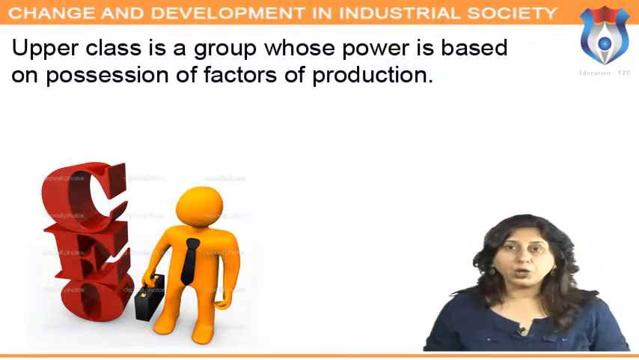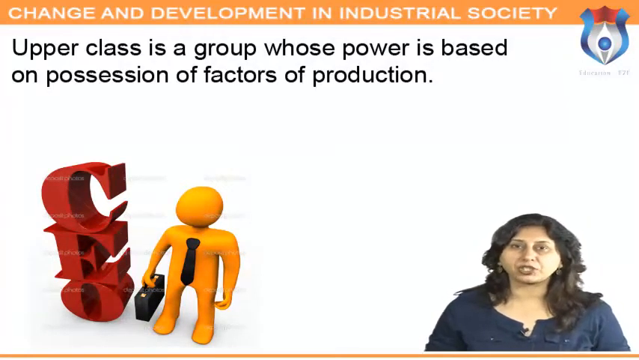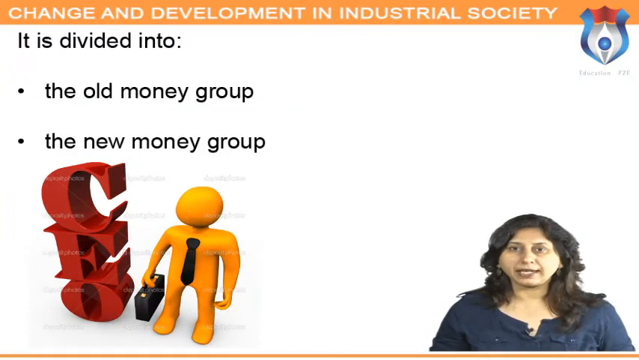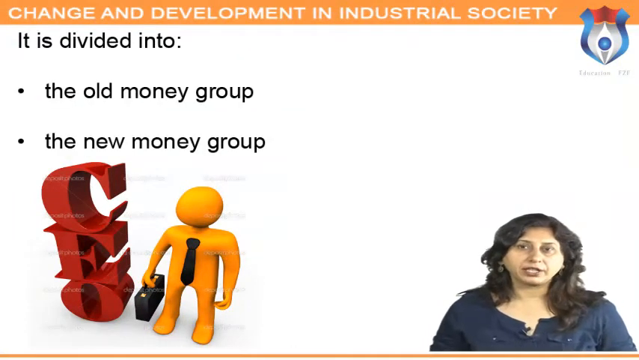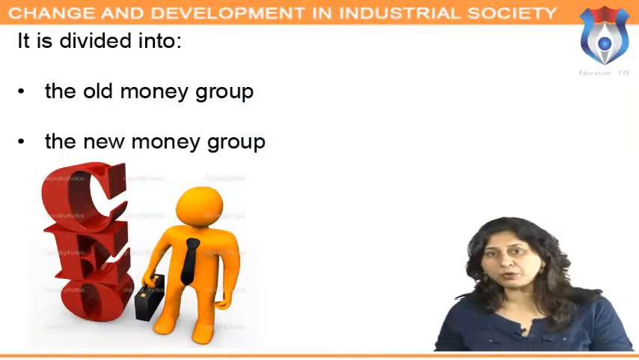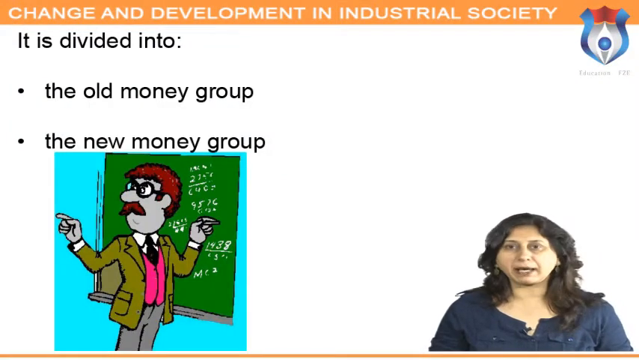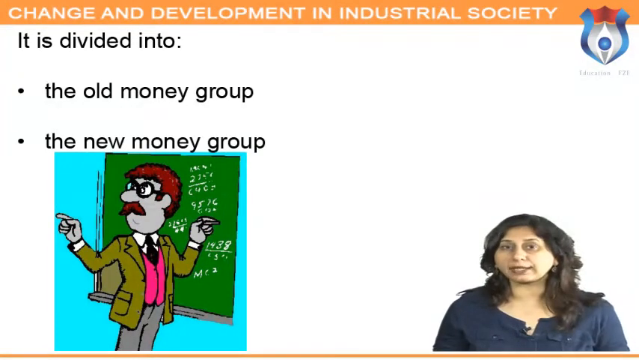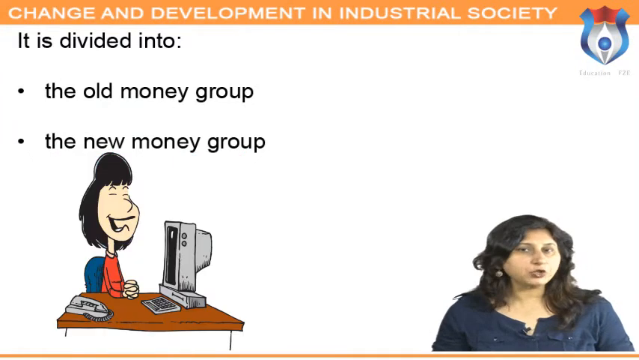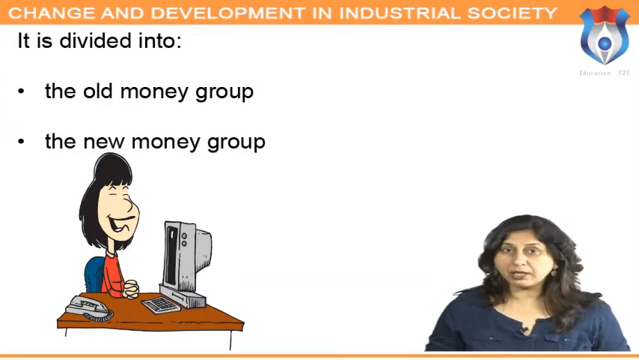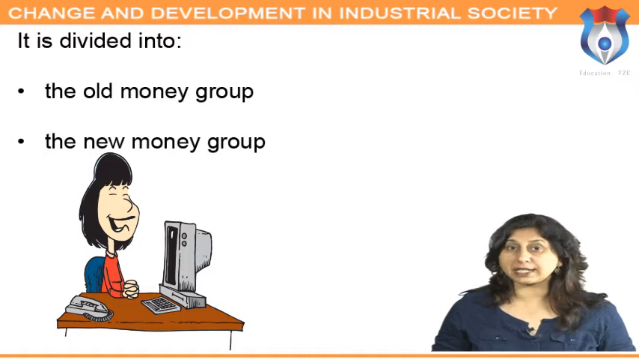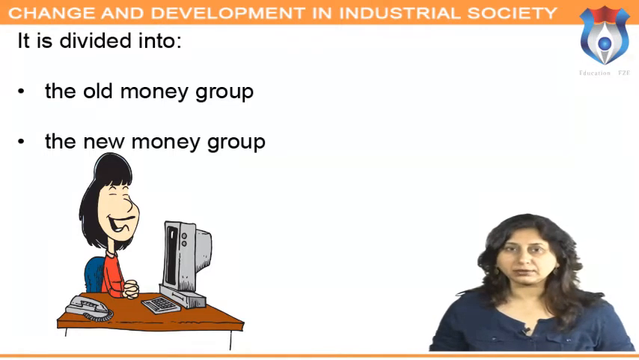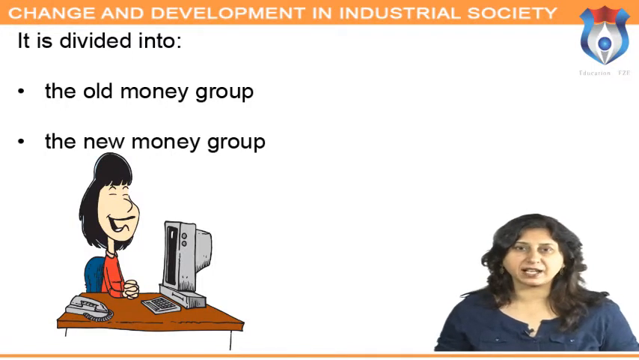It is a group whose power is based on possession of factors of production. It is divided into two parts: the old money group and the new money group. The old money group includes people rich from generations. They inherit the lifestyle and outlook like their ancient members. The new money group includes people who have worked all their life to attain upper class status. Some of them may still possess the attitude and behavior of the previous class.